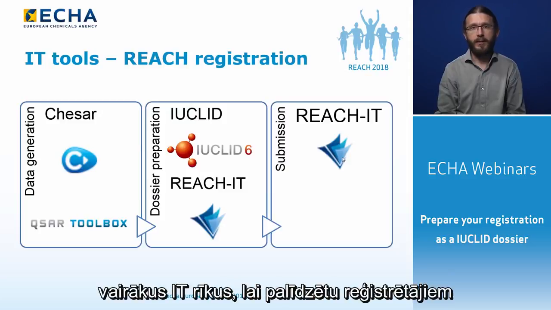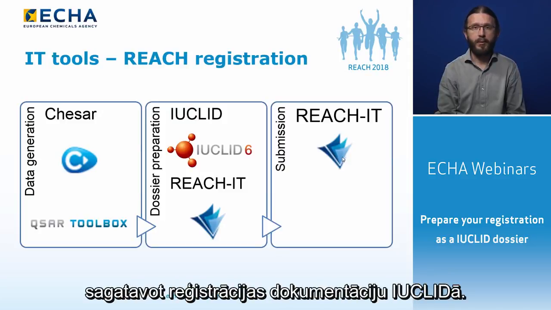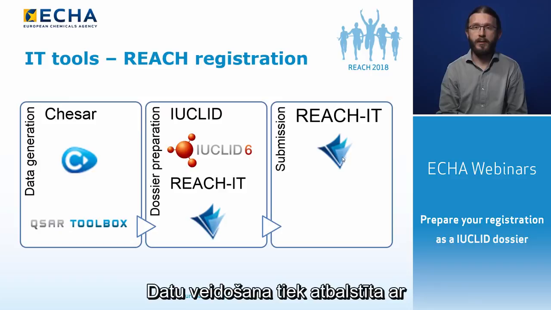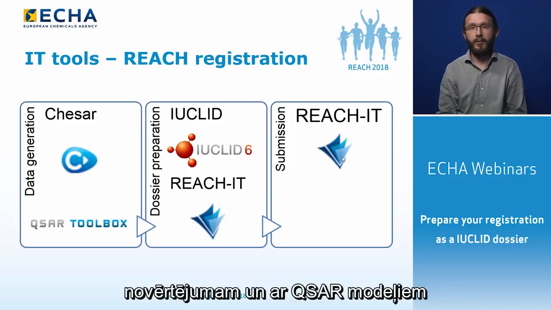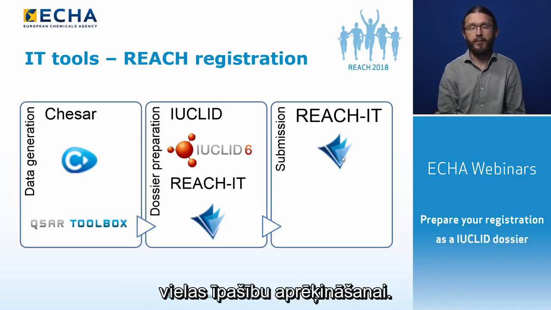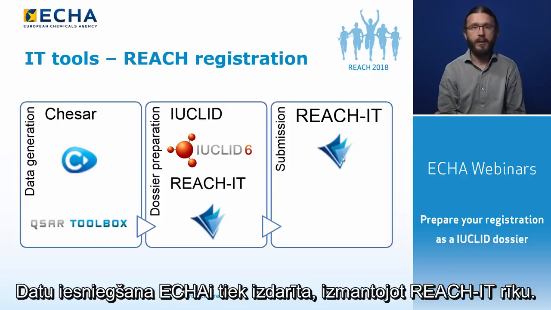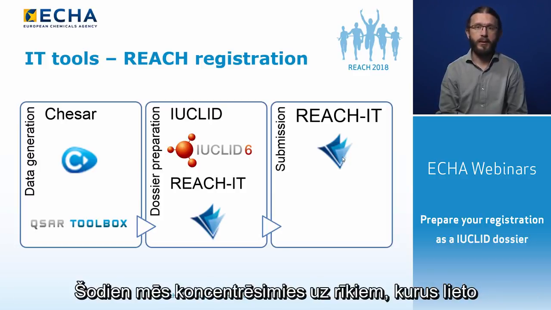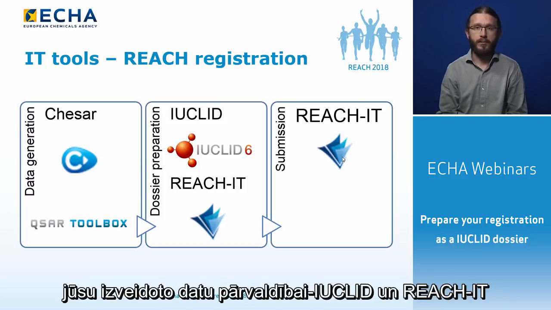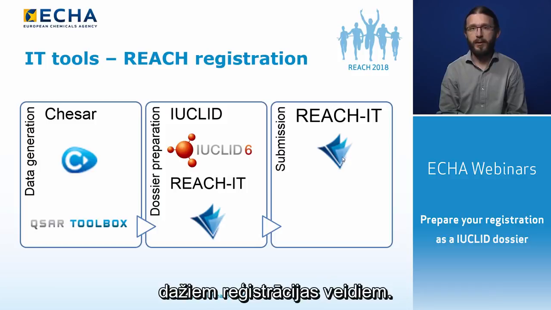ECHA provides several IT tools to help registrants prepare a registration dossier in IUCLID. Data generation is supported by CSR for the chemical safety assessment and by the QSAR Toolbox for the calculation of substance properties. Data submission to ECHA is done via an IT tool, REACH-IT. Today, we focus on the tools used for data management, IUCLID and REACH-IT for some registration types.